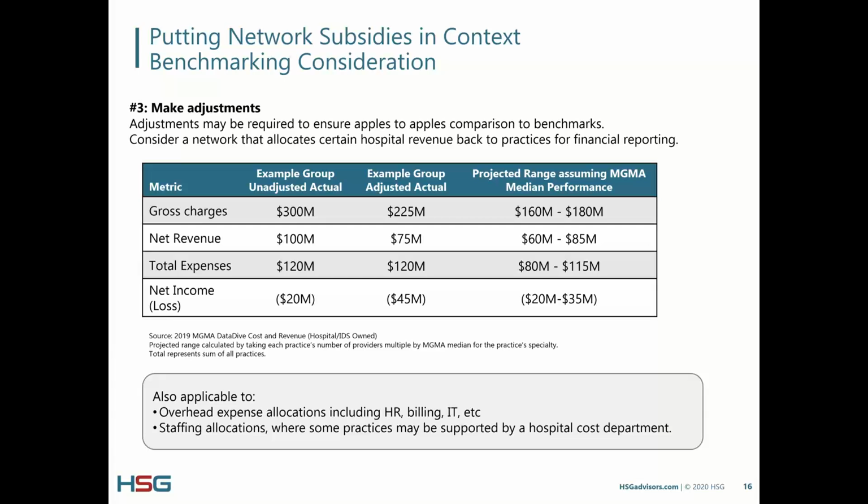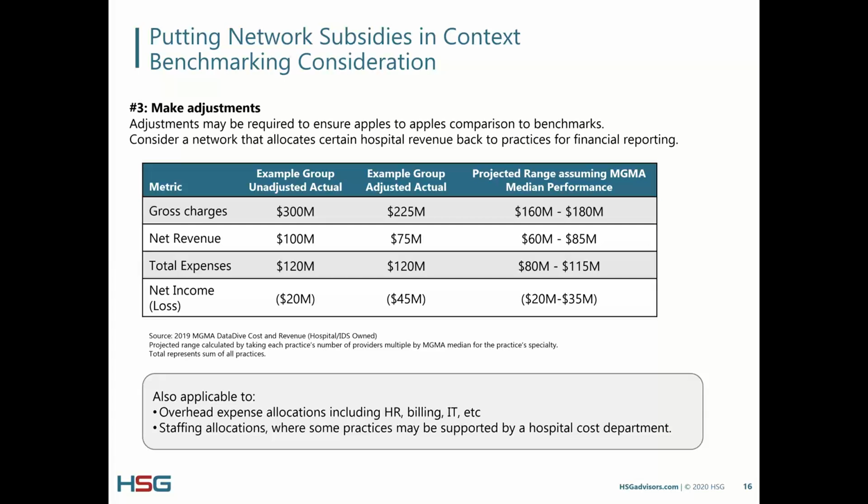So next is number 3, making adjustments. And we think adjustments are really important to make sure that the numbers you're comparing are apples to apples, because every organization has a different definition of financial accounting and how they roll things up for accounting purposes, but also the benchmarks. Well, any benchmark, MGMA, for example, has very strict definitions about what they're calling certain categories and what rolls into certain benchmarks. And you might need to adjust one or the other to make sure you're comparing apples to apples.